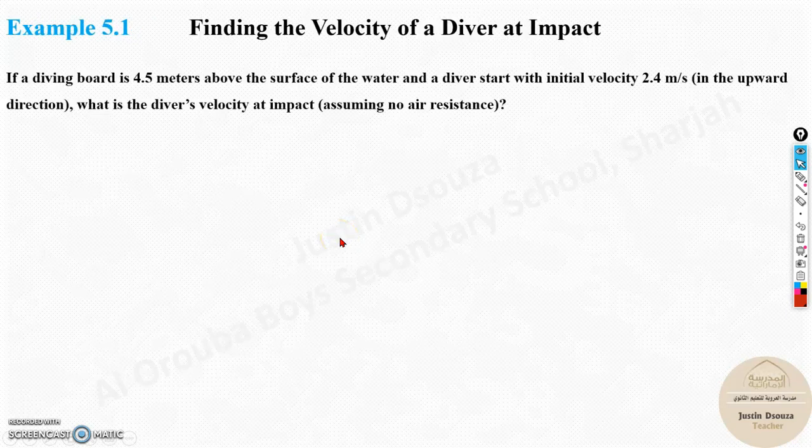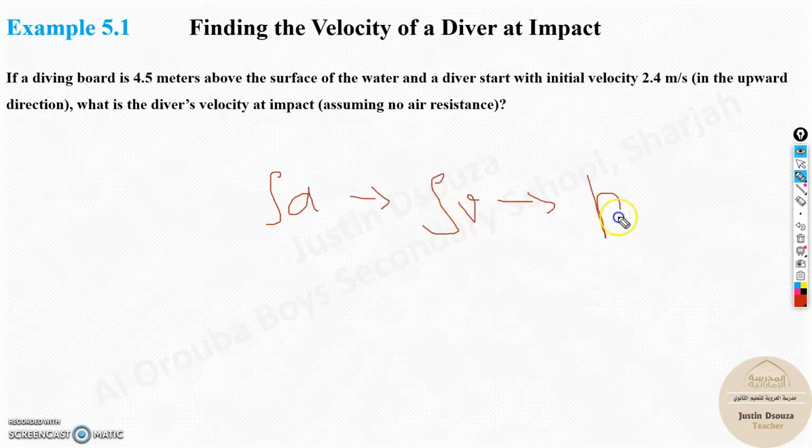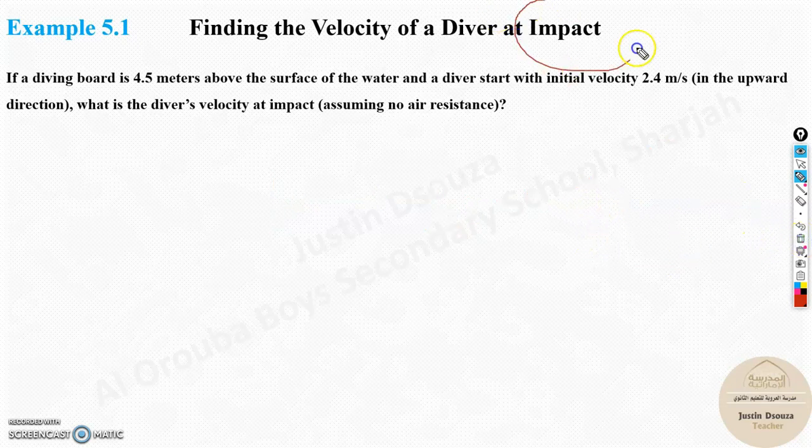Now we will see a problem on finding the velocity of a diver at impact. Before we solve this problem, all the problems will be of this type. They are real world, simple, practical problems. We have done these problems before. Basically, you integrate acceleration, get the velocity, integrate velocity, get the position, and then see what you require. Now, I want to talk about this impact. What does impact mean exactly?